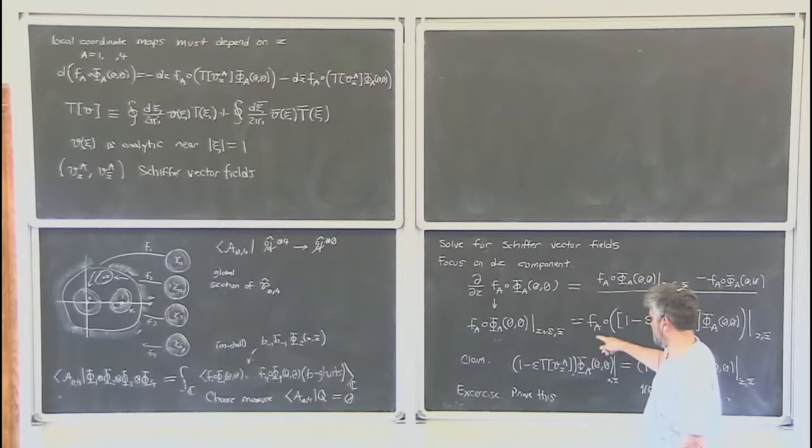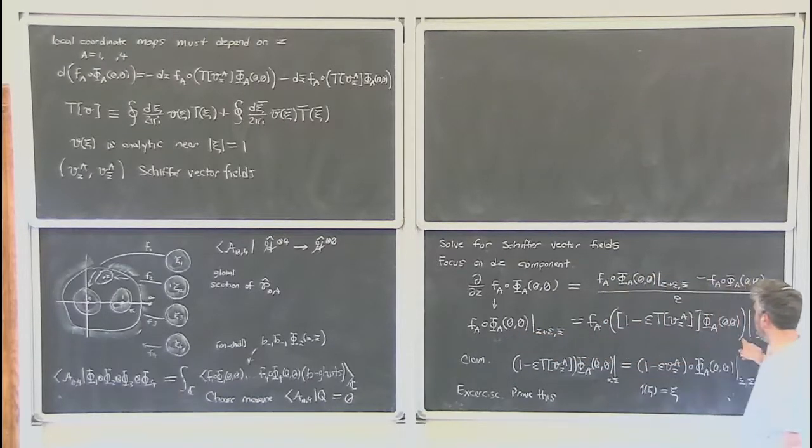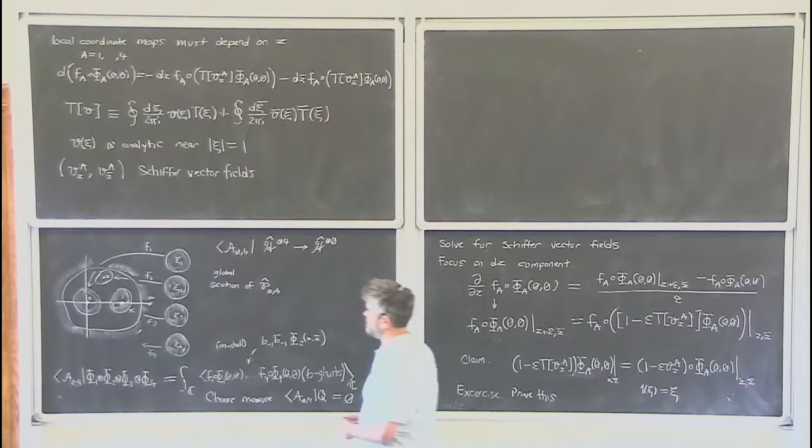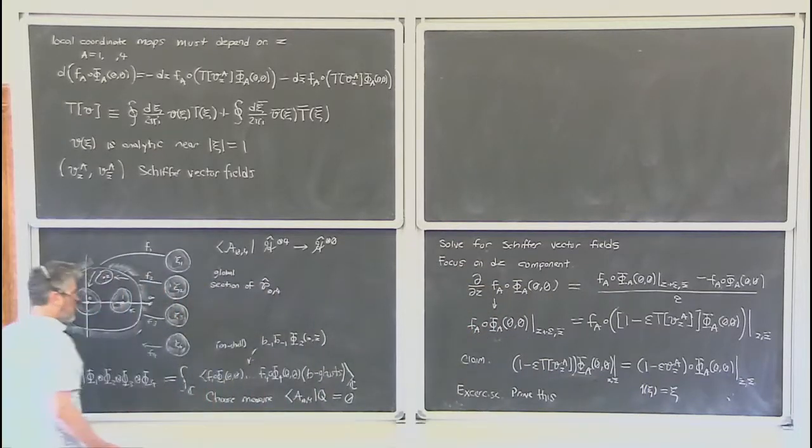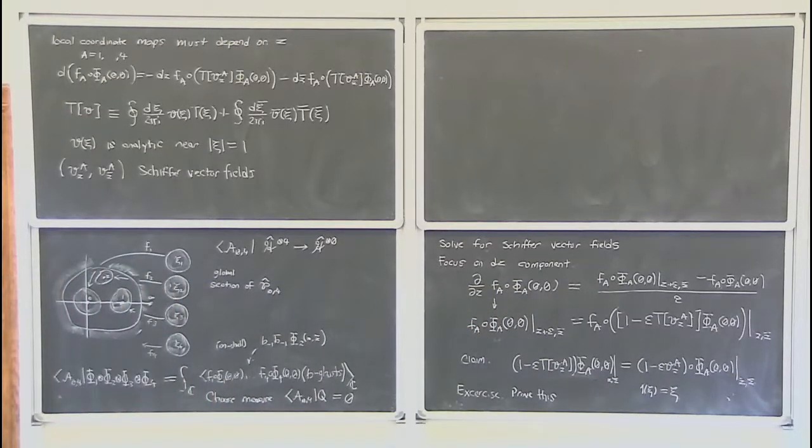And then I realized that the statement can be rephrased in this way for the dz component. And then I'm claiming that if you compute this operator acting on phi a, it's just an infinitesimal conformal transformation of phi a. So this is what the energy momentum tensor does. It's a generator of infinitesimal conformal transformations.